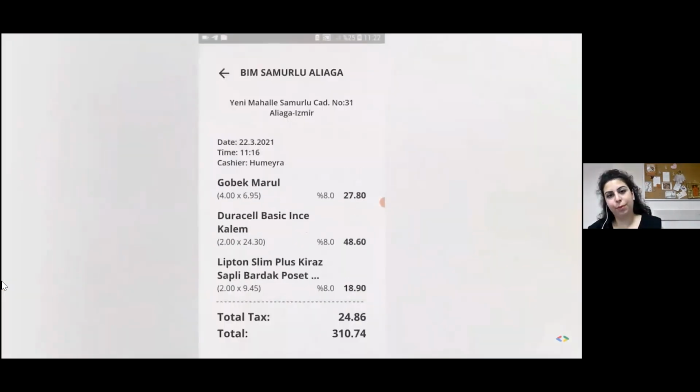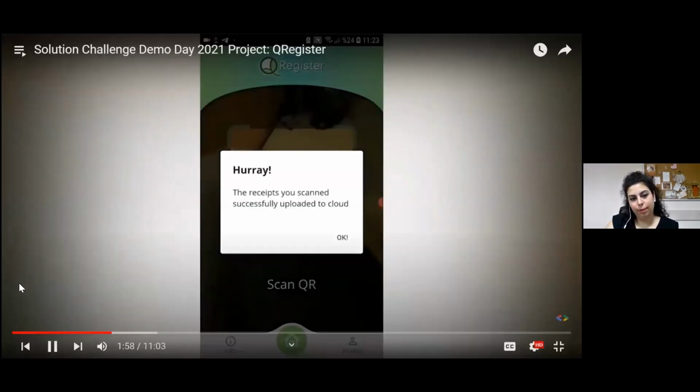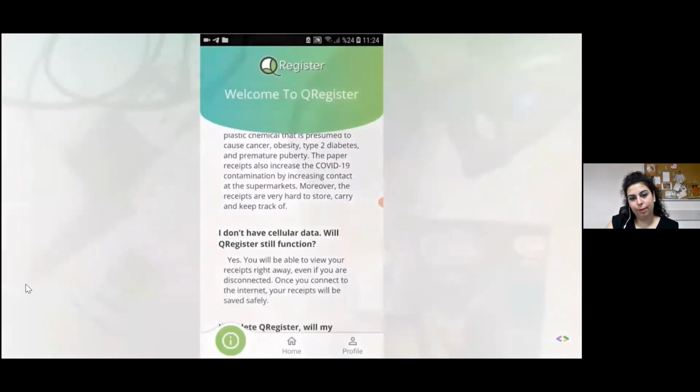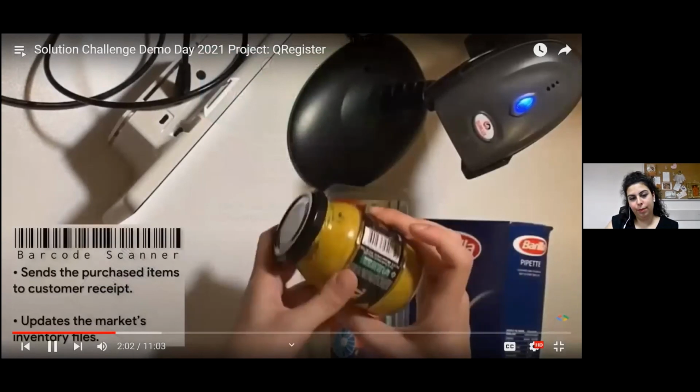We store the encrypted receipt data in the local storage, and once you connect to the internet, we transfer it into Firebase. We upgraded by integrating a barcode scanner, which scans items rapidly. We want QRegister to be effortlessly implementable globally, so as an alternative, cashiers can also connect a webcam to scan barcodes. In the future, we will use the camera to recognize the items without scanning barcodes.